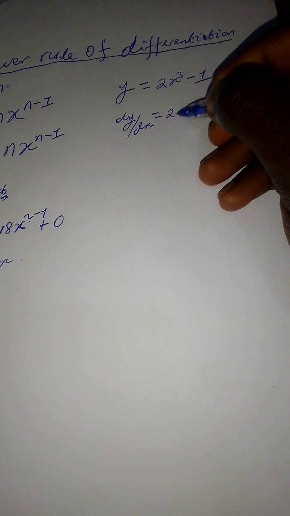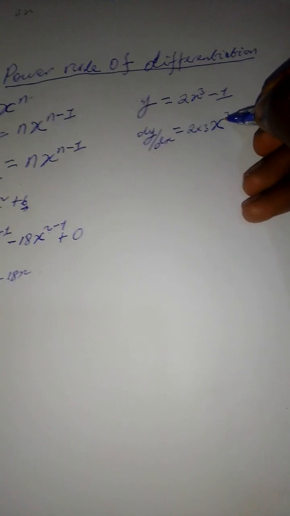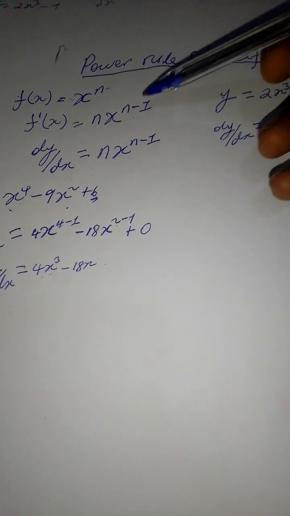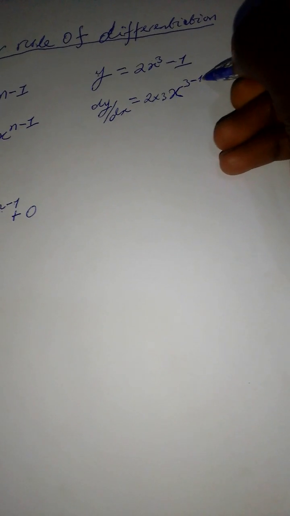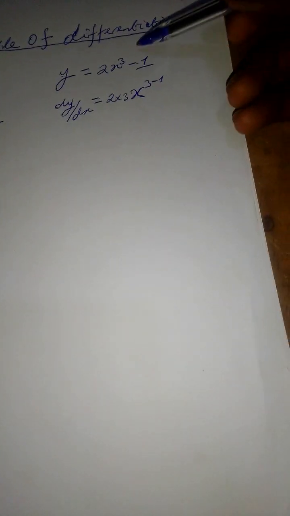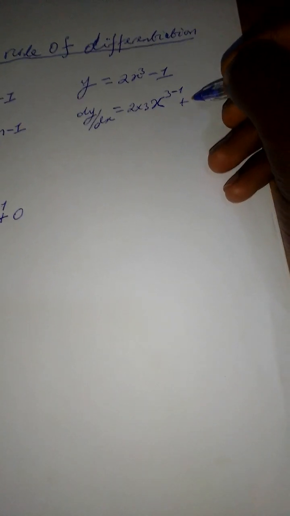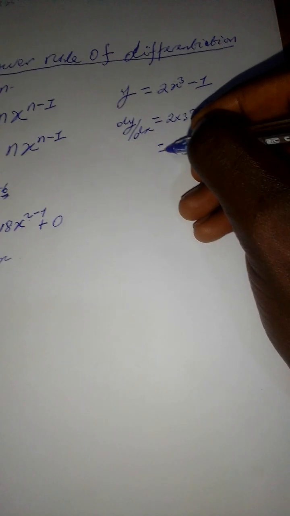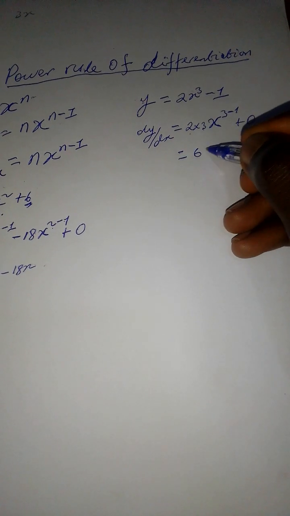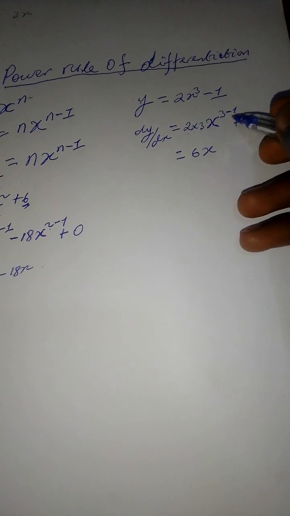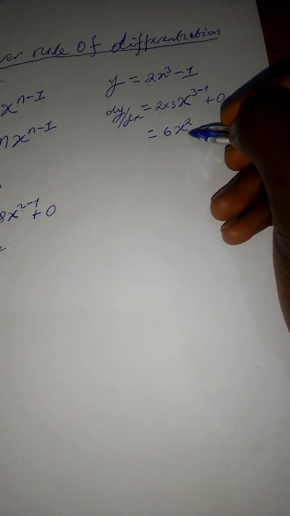So it will be 2 times 3 x raised to the power 3. What does the power rule tell us? The power rule tells us that we have to minus 1 from the power. So 3 minus 1. Now differentiating a constant in differentiation gives us 0. So we have plus 0. To tidy this up, we have our dy/dx to be equal to 2 times 3 gives us 6x. 3 minus 1 gives us 2. So in the final analysis, we have 6x squared.